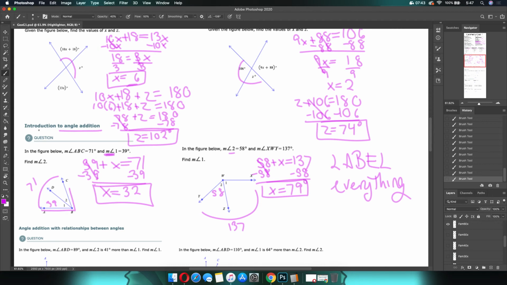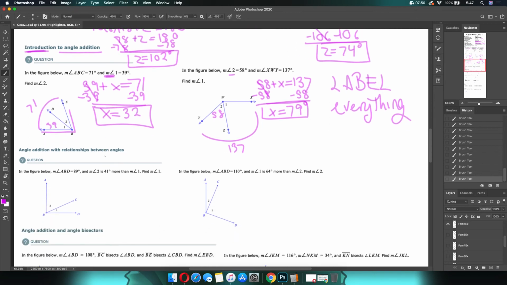Now this is the basic version, because you can see it has the word introduction. Now let's actually tick it up a little bit and go a little bit fancier. There we go. The measure of angle ABD is 89. The measure of angle 2 is 41 more than the measure of angle 1. Hey, that I can do. So x plus 41 equals 89. So there is my measure of angle 1. And there is my measure of angle 2.